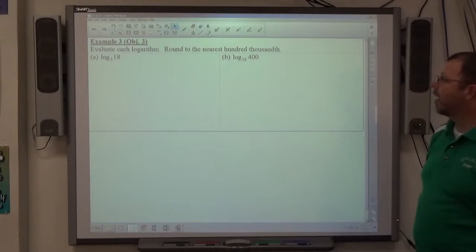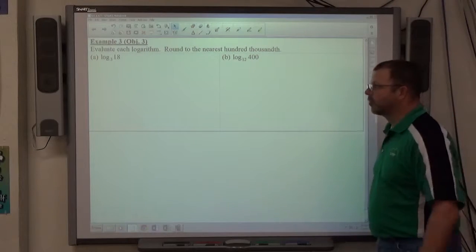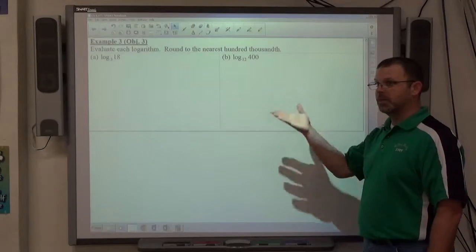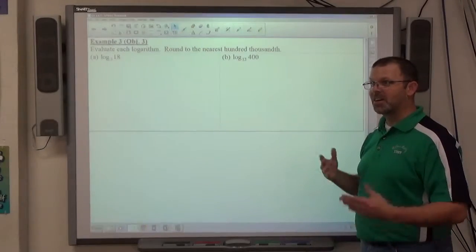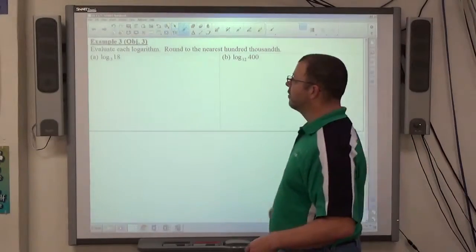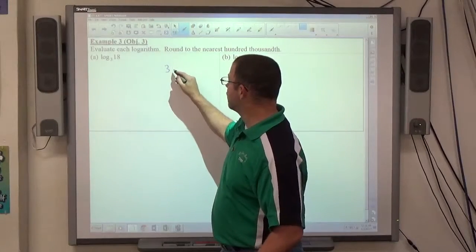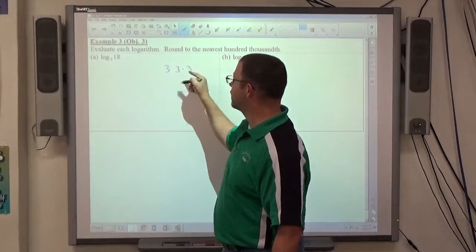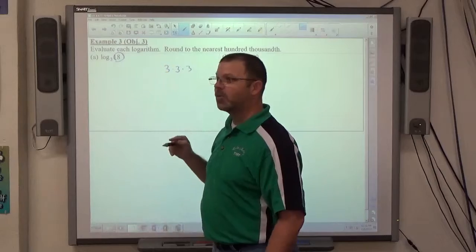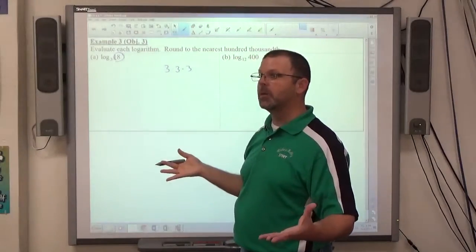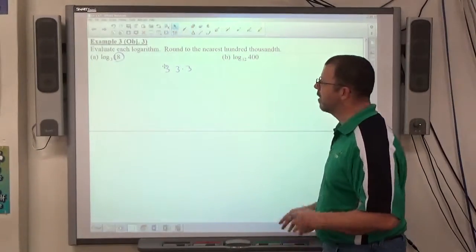Evaluate each logarithm, round to the nearest 100,000th. So what we're looking at, of course, is logarithms to bases that aren't 10 or e. Our calculator typically can't do it. Obviously, if I try, 3 to the first is 3, times 3 is 9, times 3 is 27. 18 is not 9 or 27, so we can't do it the way we've been doing it, right? So it's not possible to do it how we've been doing it.